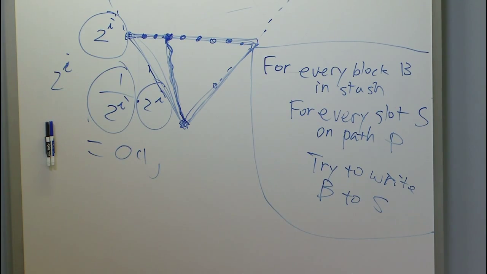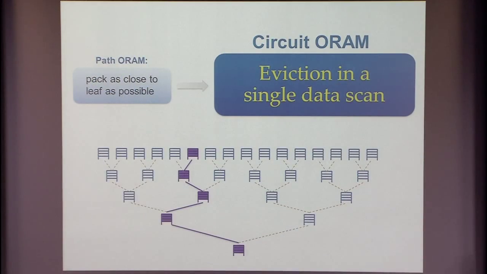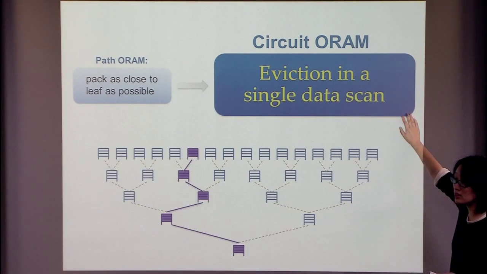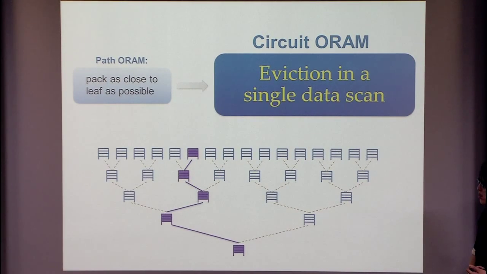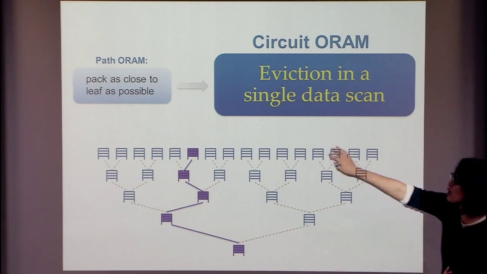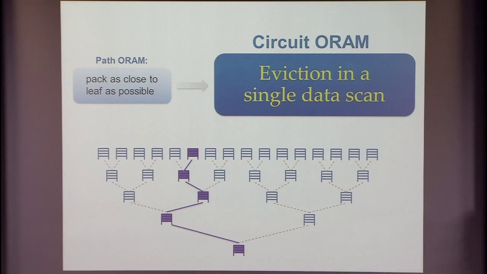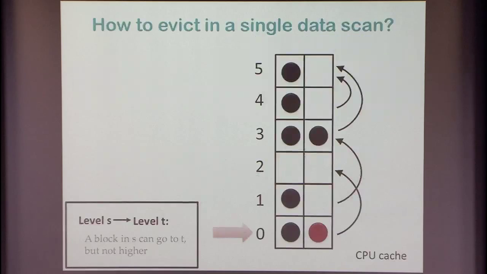Okay. So what we really want is to be able to evict in a single data scan over the path. Okay, so Pathogram requires log n data scans over the path. How can we do it in a single data scan? So let's just try. And I'm going to talk about a broken idea.